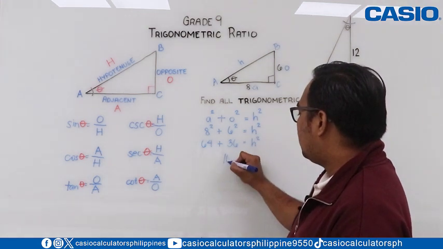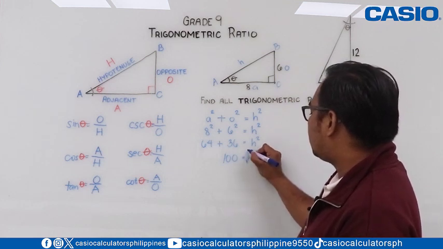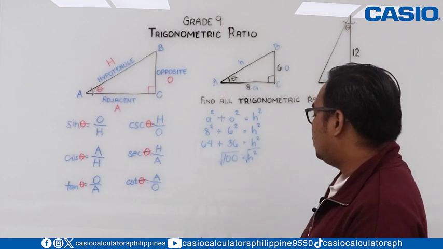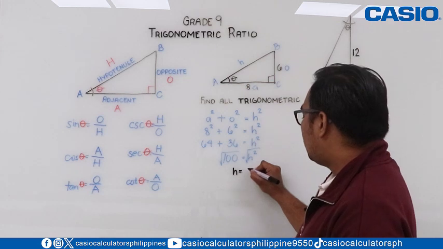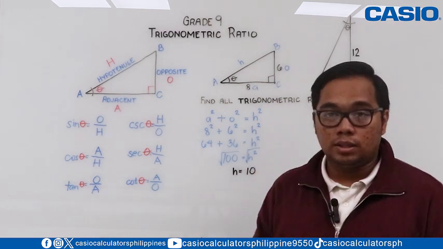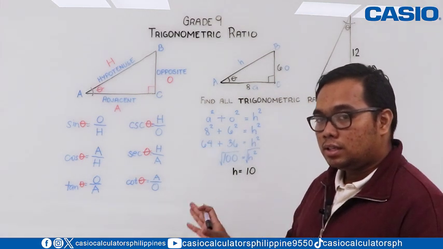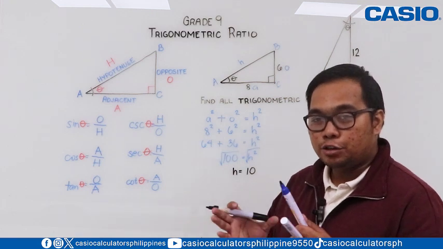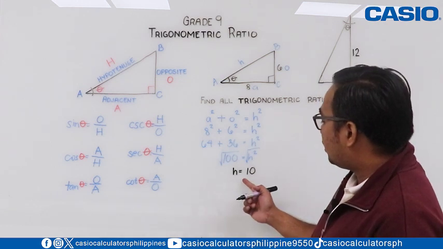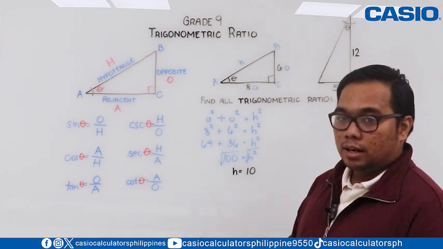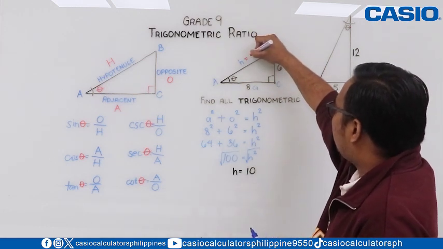And let's simplify. So 64 plus 36 is 100, and we get the root of both sides of the equation, and we have our value of H to be equal to 10. Now, we know that the square root of a number is either positive or negative. But in this case, since we are dealing with a measurement, and the measurement of sides of a triangle cannot be negative, we have our value of H to be 10. Okay? So now we have defined the value of our H to be equal to 10.